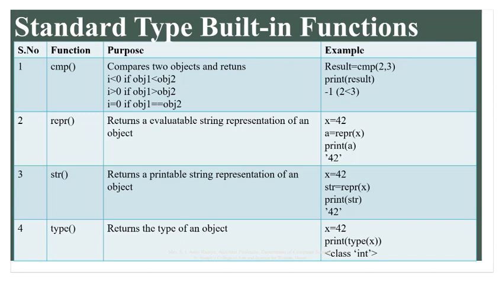Next one is str. It is also a string only, but it is going to represent the string as a printable string. So x is equal to 42, string is equal to str of x, and we are printing the string. You can see it is again printing 42. So next one, type. It is going to return the data type of a particular value. x is equal to 42, print type of x. So 42 is an integer value, so it is going to print class int.